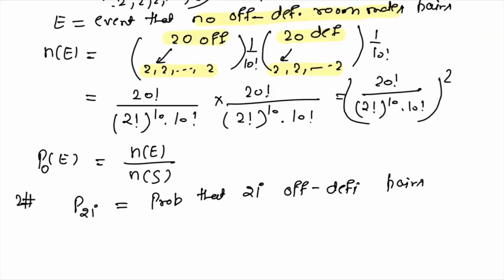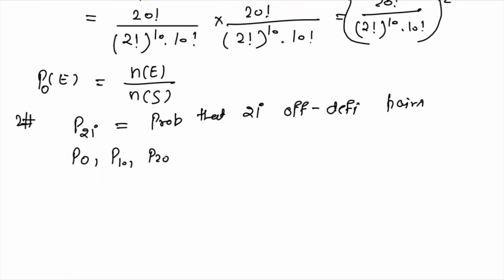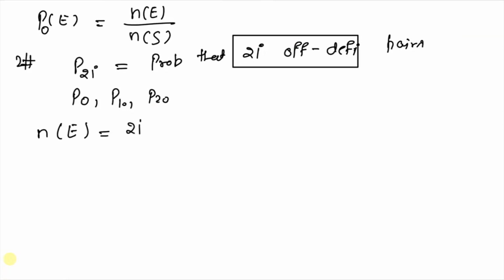Out of 20 pairs, 2I pairs are going to be offensive or defensive. In this case, you can talk about P0, you can talk about P10, you can talk about P20 there. Reason being, there can be maximum 20 such groups here. So how can you pair 2I offensive and defensive? What is the possibility there? Let me consider E be the event that 2I offensive defensive pairs are there.